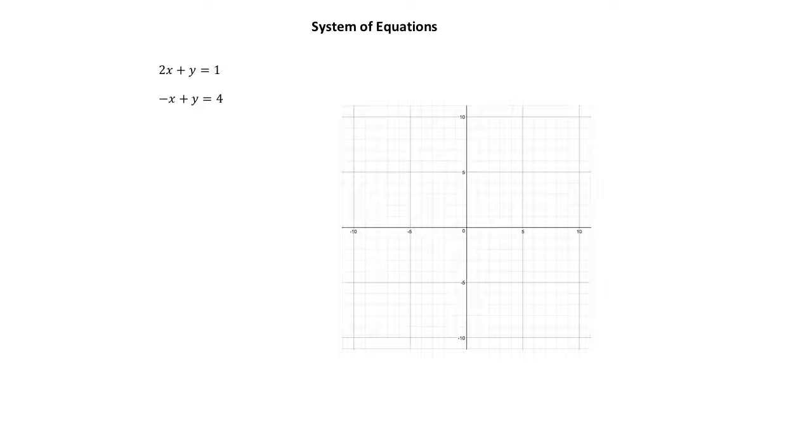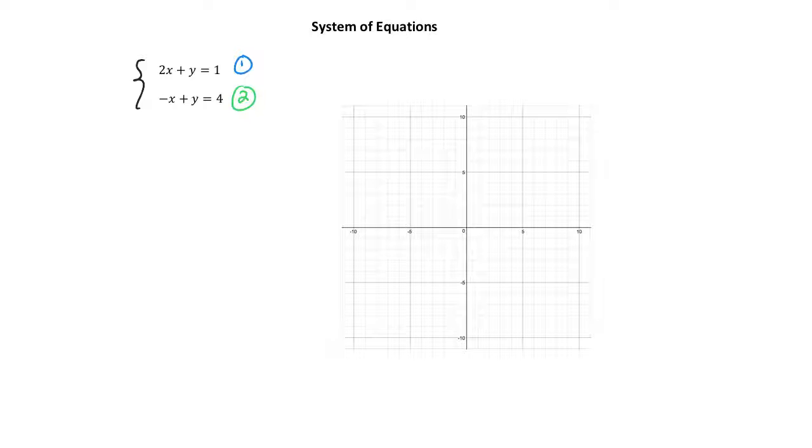For this lesson, I want to talk about a system of linear equations. Off to the left, we have 2x plus y is equal to 1. Call that the first equation. And then negative x plus y is equal to 4. That's my second equation. If we look at each one individually and graph it, the graph represents all of the solutions to that one equation.